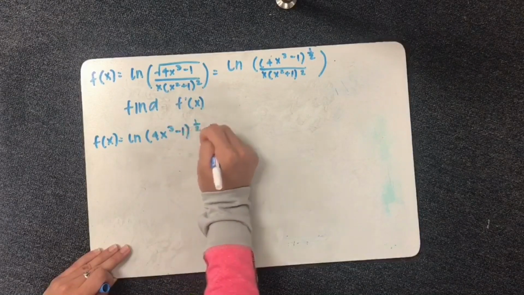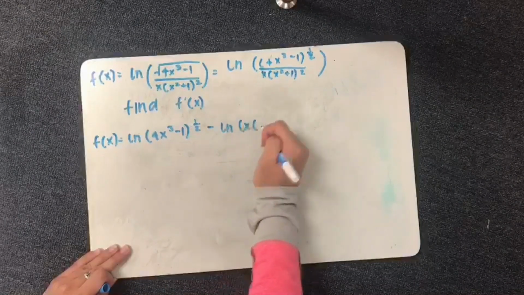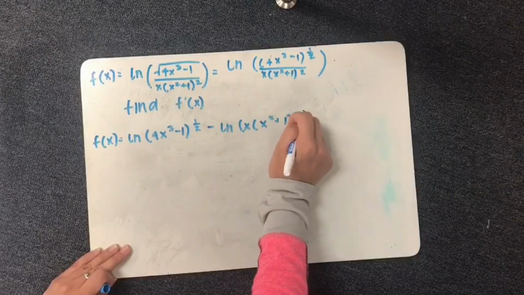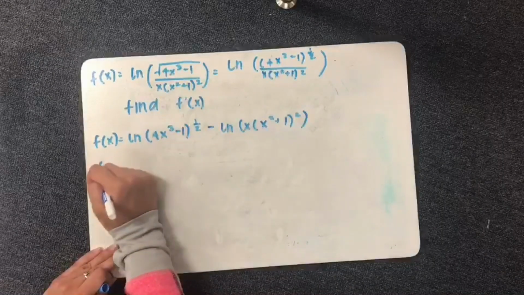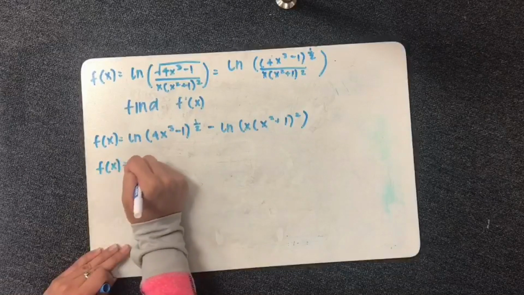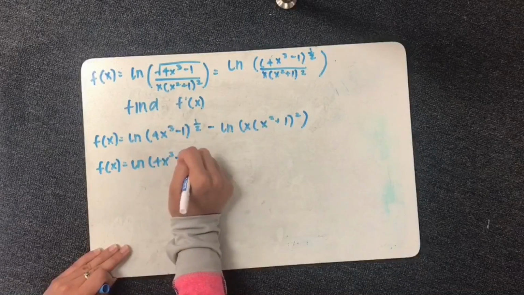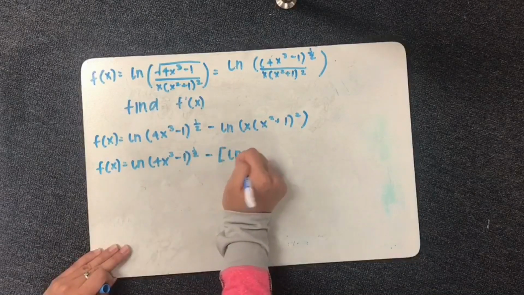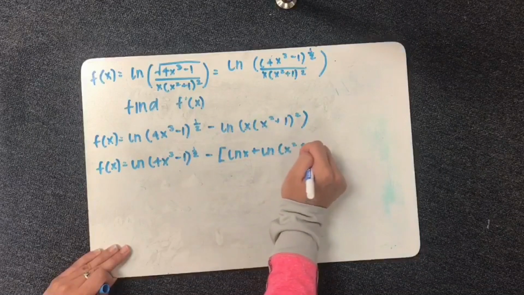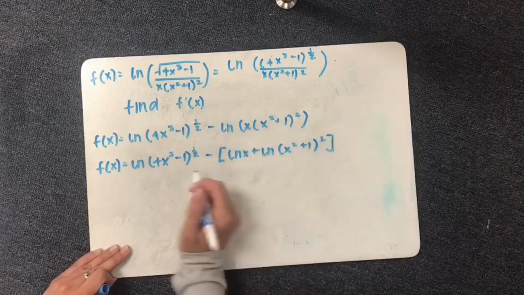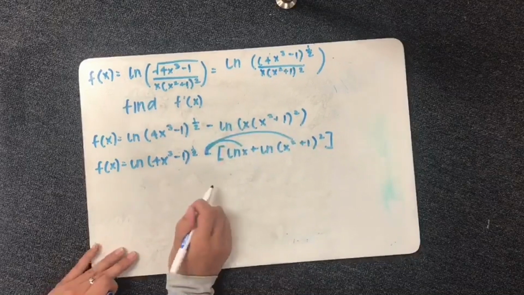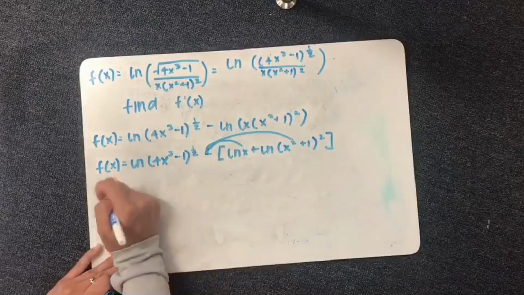We will first apply the logarithmic property, which states that the natural log of a over b is equal to the natural log of a minus the natural log of b. We will then apply the logarithmic property, which states that the natural log of a times b is equal to the natural log of a plus the natural log of b. We notice that the negative sign will distribute to the natural log of x and the natural log of x squared plus 1 quantity squared.